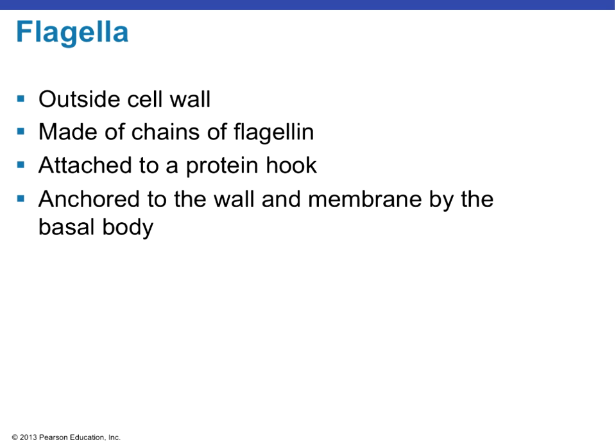So it can be anchored to the wall by what's called a basal body. How thick that basal body is, or how complex that basal body is, depends on whether the cell is gram-positive or gram-negative. Typically, gram-negative cells that have a flagella have a much larger or more complex basal body because there are two points of attachment to the plasma membrane and also to the cell wall, as opposed to gram-positive cells, which have a less complex basal body.